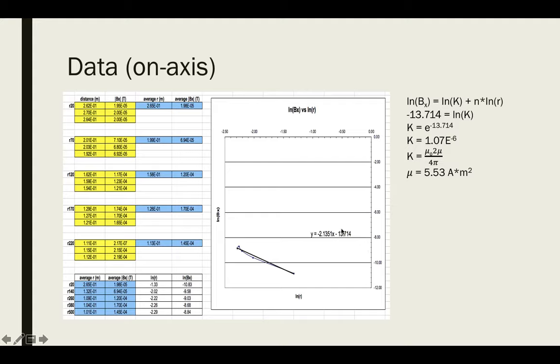which, taking the b value here, I can plug into this equation, and using that value, I can get k by raising e to the power of that, which gave me 1.07 times 10 to the negative 6. And then using the equations I mentioned earlier, I can calculate the mu value, which I got to be 5.53 amperes times meter squared.